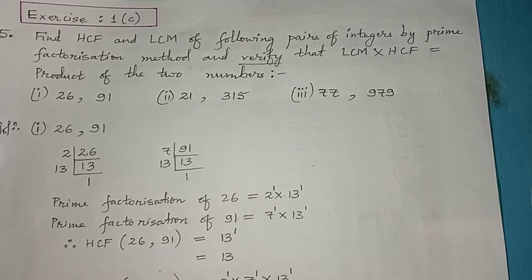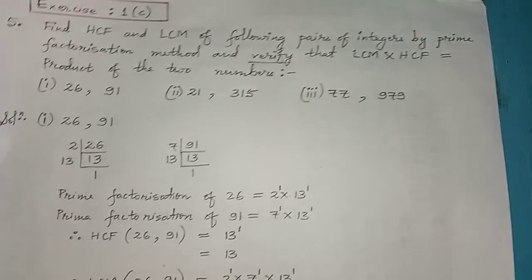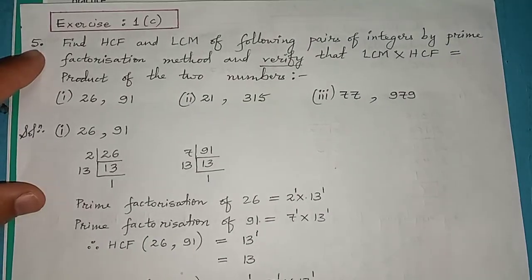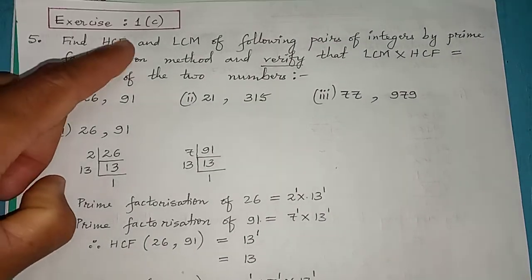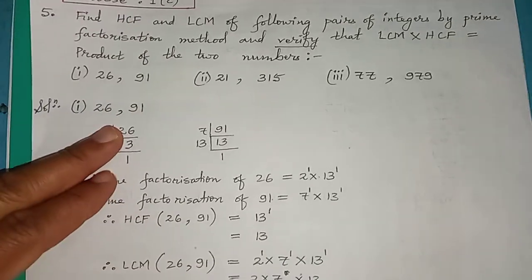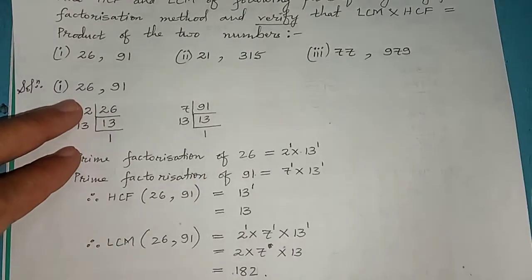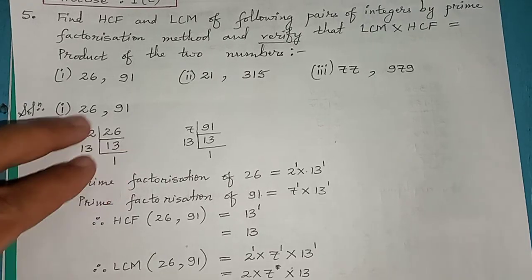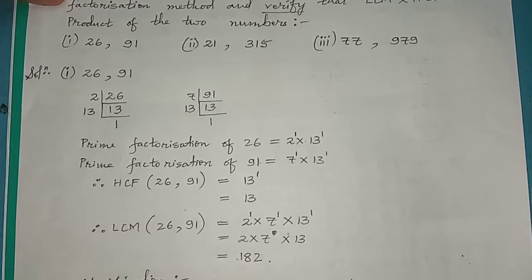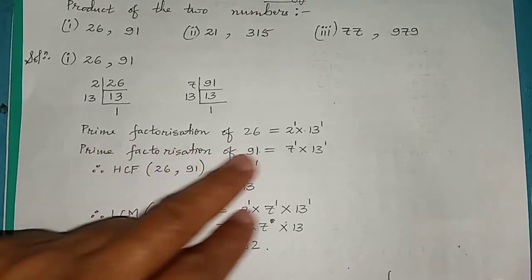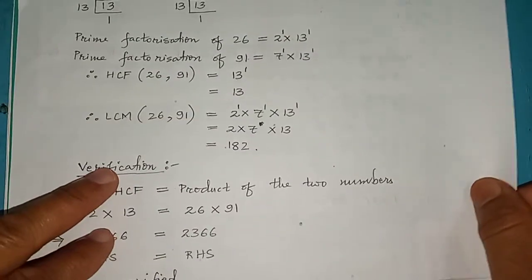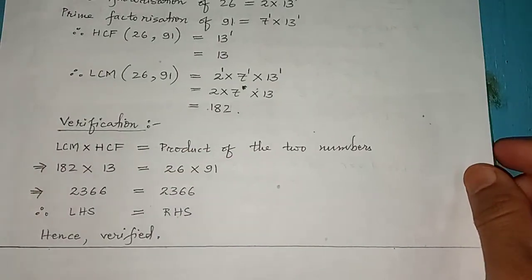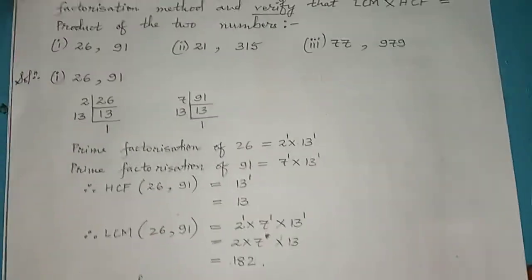So dear students, in the 15th video I explained to you question number 5 of exercise 1C, wherein I explained how to solve sub number 1. We have seen how we found the prime factorization, and we verified that LCM into HCF is equal to the product of the two numbers. So we'll continue the same question.